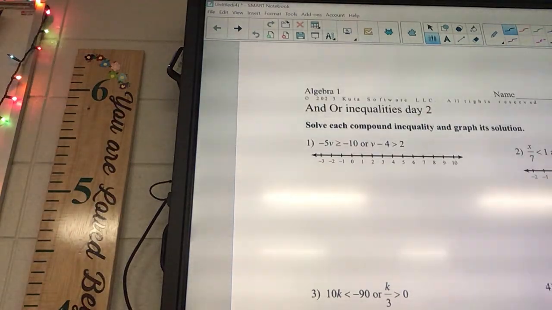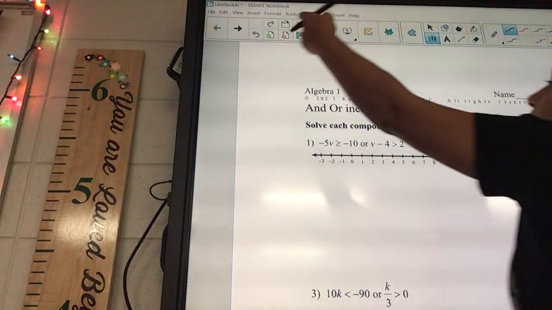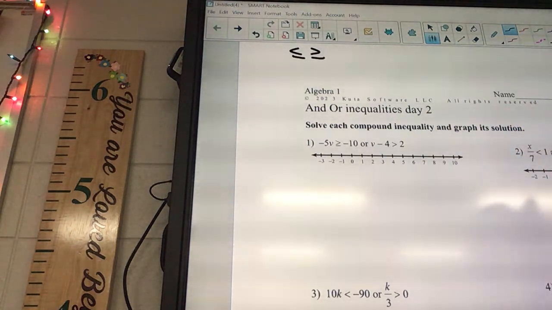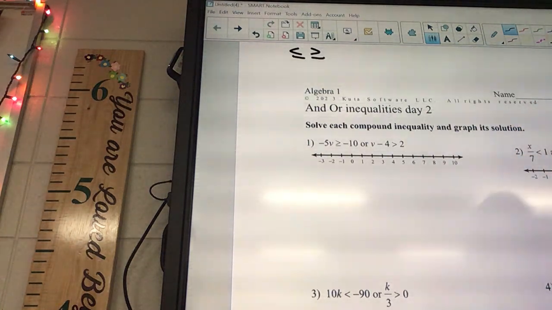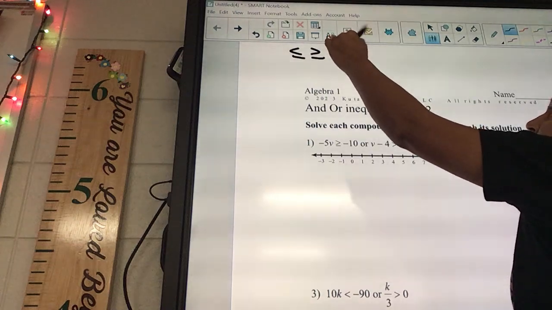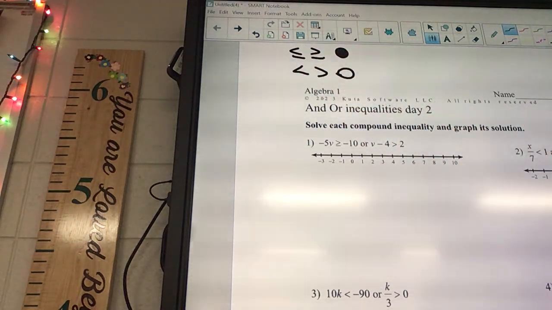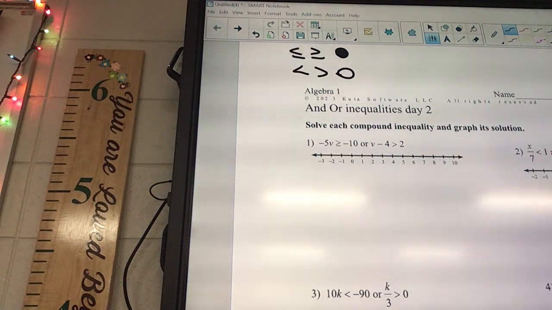And an or, okay, and just for a refresher, is this open or closed? Open. Okay. It is closed. And that one is open. Okay, what does an and look like?